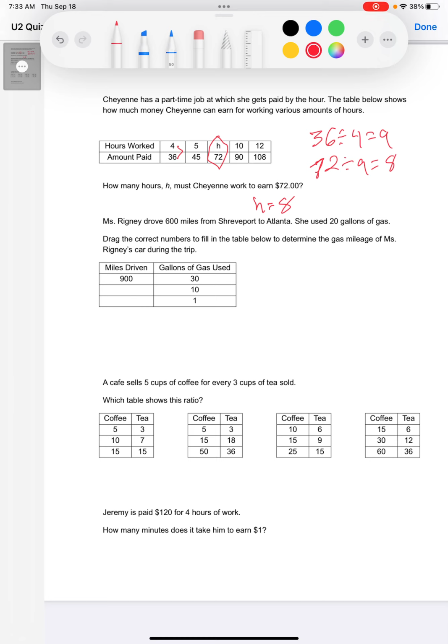Okay. Now, for the second question. So that was question 1. This is question 2, question 3, question 4. These are all the questions on the quiz. So for question 2, Ms. Rigney drove 900 miles and 30 gallons of gas. Oops, I forgot to change that.